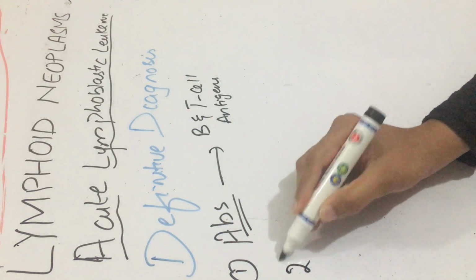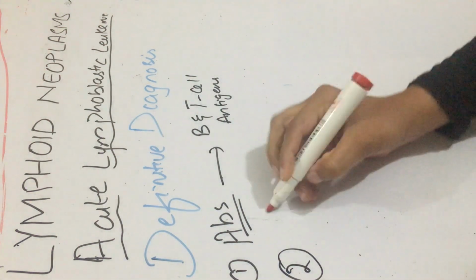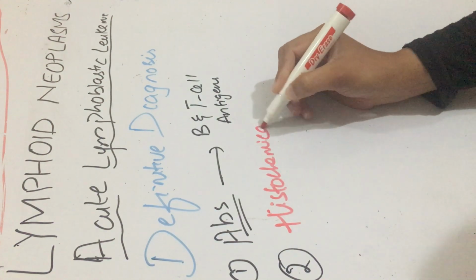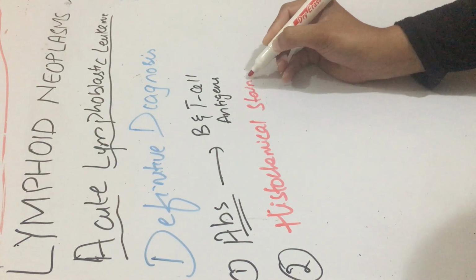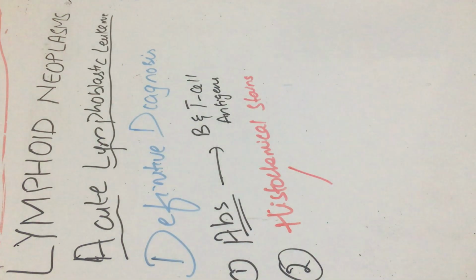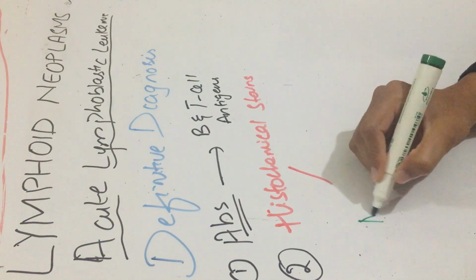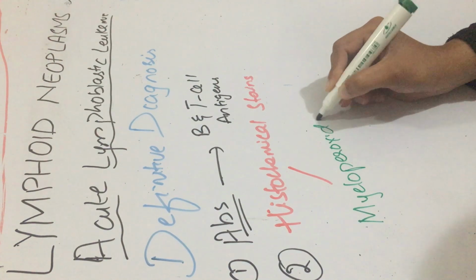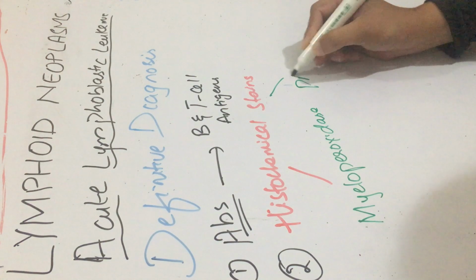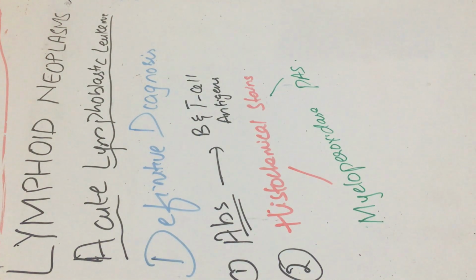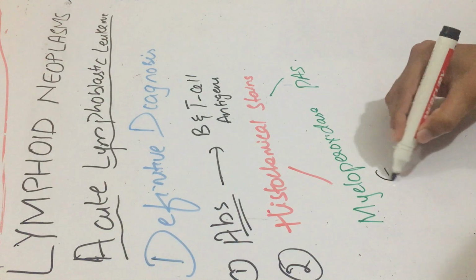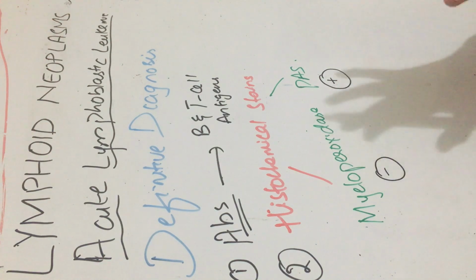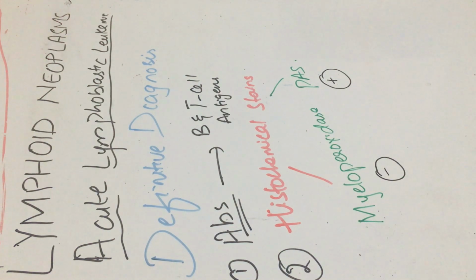And the second is the histochemical stains. Two main stains are used: one is myeloperoxidase and the second is periodic acid Schiff stain. These lymphoblasts are myeloperoxidase negative and periodic acid Schiff stain positive. In this way we will diagnose acute lymphoblastic leukemia.